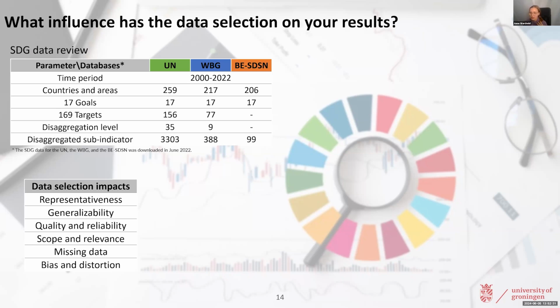So basically, if you choose data, there are different impacts you need to be aware of. I listed them here. It's about the representativeness of the goal you have. So if database A has 13 indicators and database B has 8 indicators, you need to check what is better representative of SDG 1, for example. Then you have quality, scope, and relevance. Is there missing data? Are there biases or distortions in the data? And this is also sometimes needed for you to then look at the metadata and learn something about the quality.